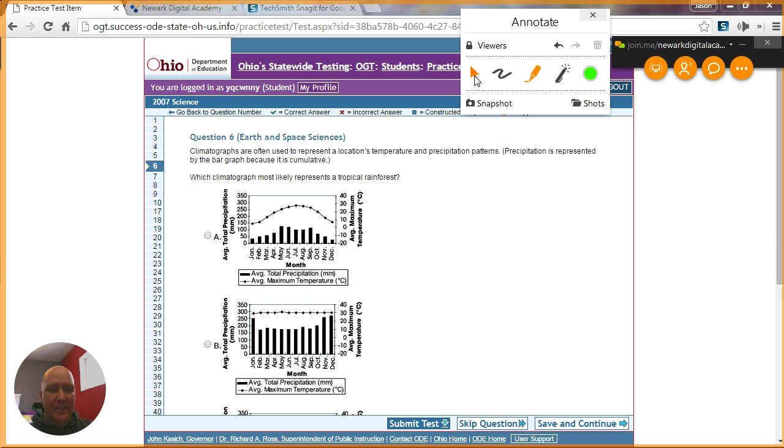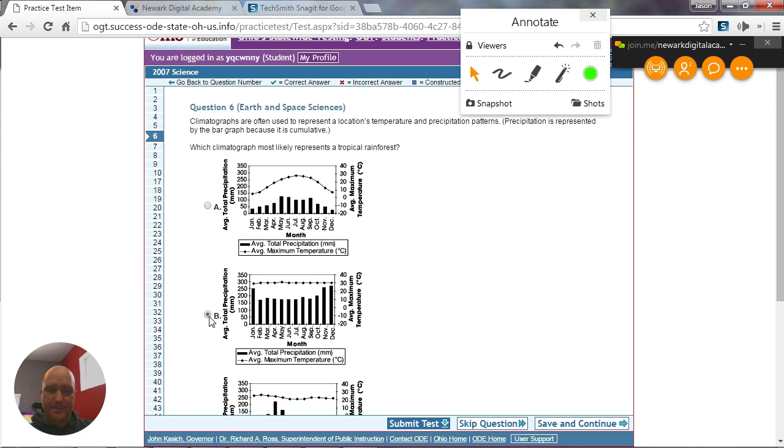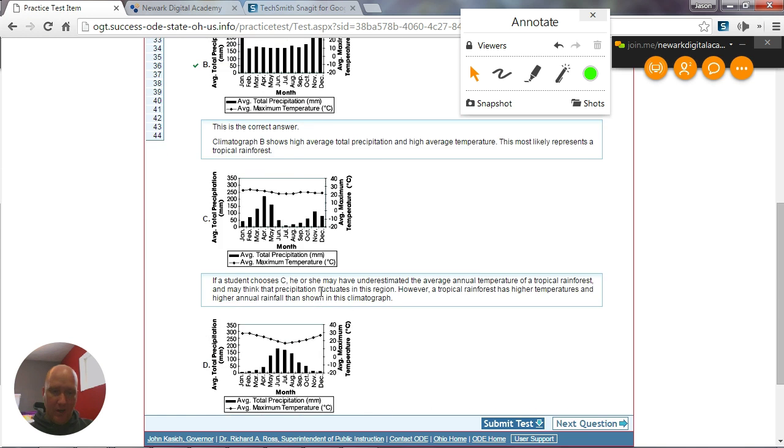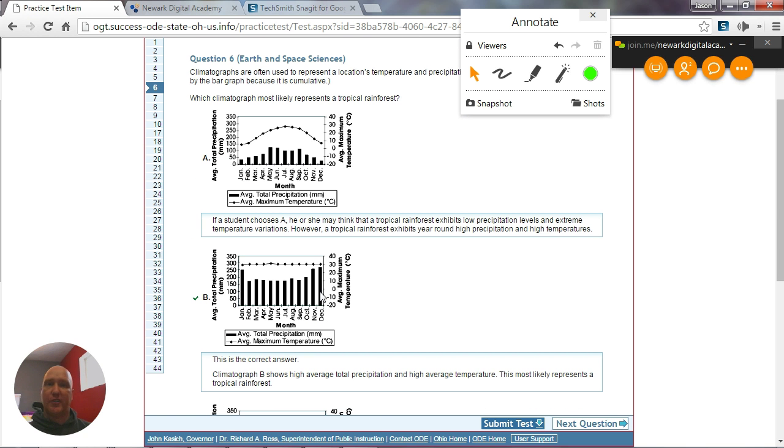Okay, the correct answer for this one is actually going to be B. And the reason B is the correct answer when you look at all of these is you have to know a little bit about a tropical rainforest. It's where you have a lot of rainfall and a very consistent high temperature. So if we look at this one, we can see that the consistent high temperature, which is the dotted line, is the same from January to December, and there's also a pretty high amount of rainfall.